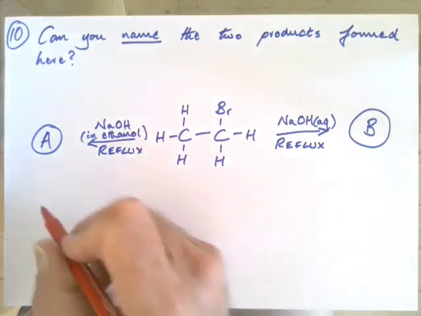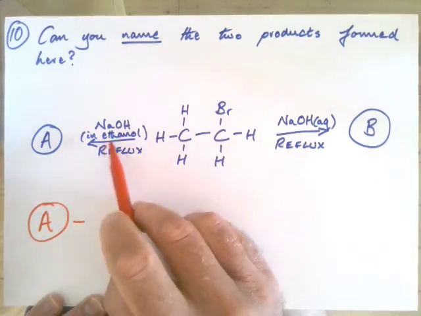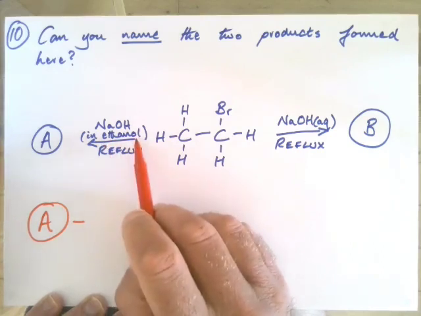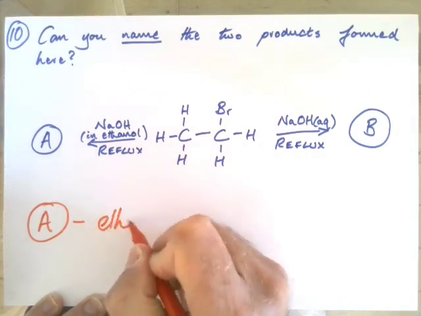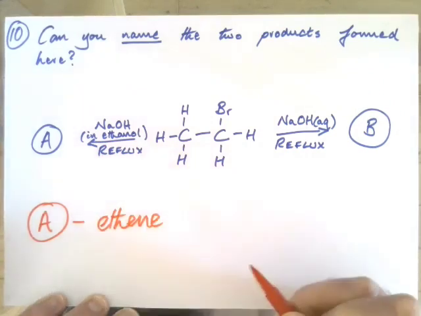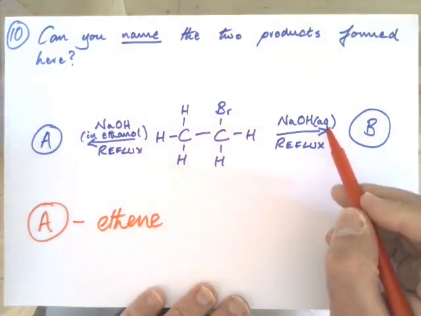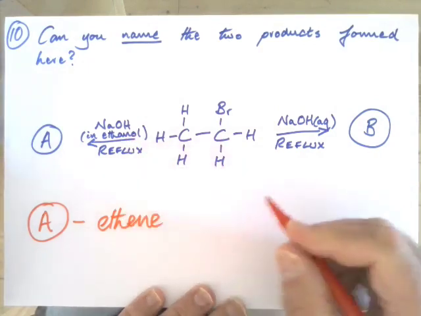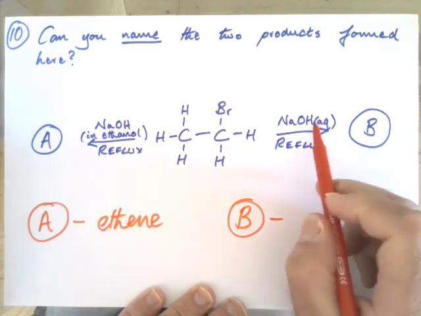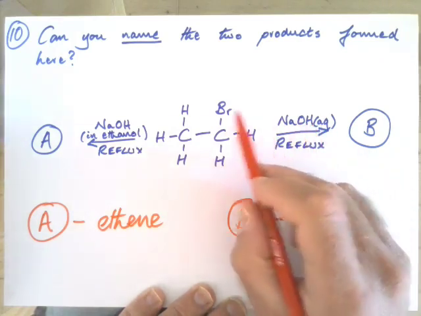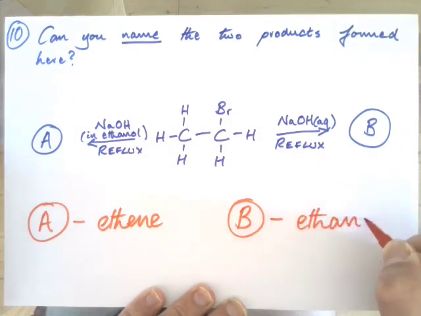Okay, right, so A, what is it going to be called? What is the name of the product in A? Well, we've got ethanol as our solvent here. That means we're going to get an elimination reaction going on. So our organic product A is going to be ethene. We're going to get rid of HBr from that molecule. However, if you were to dissolve sodium hydroxide in water instead of in ethanol, then for product B we're going to get a substitution reaction, nucleophilic substitution. We're going to swap the Br for an OH, and in that case, your product is going to be ethanol.